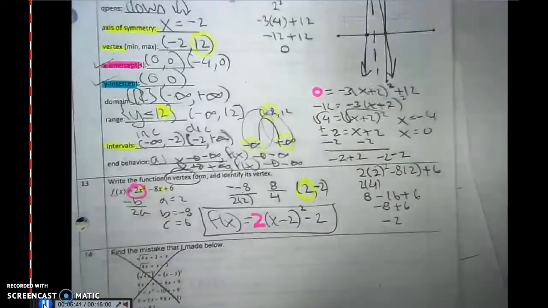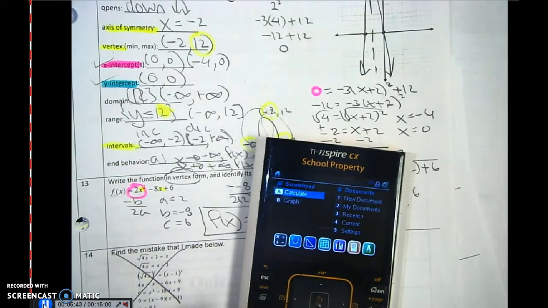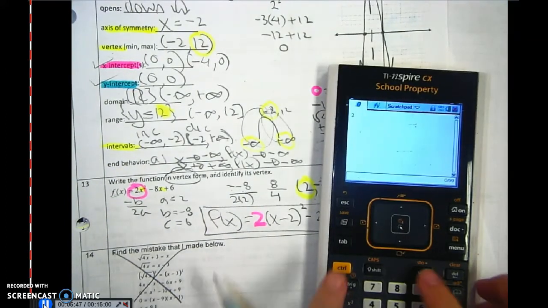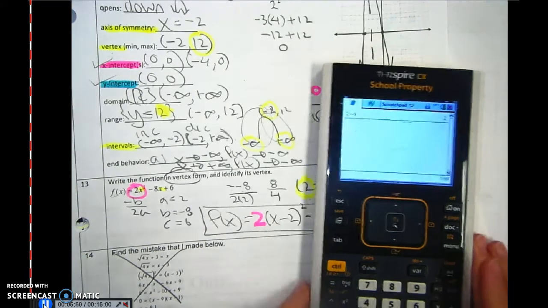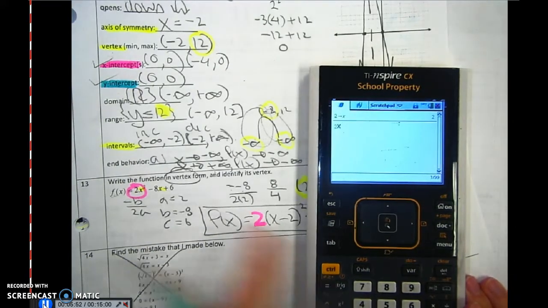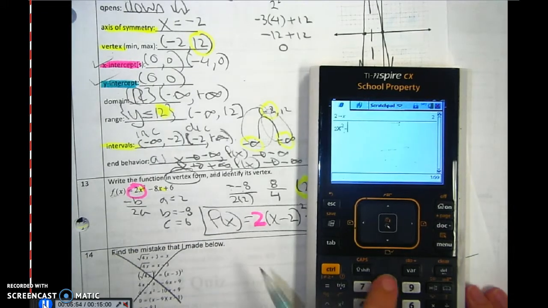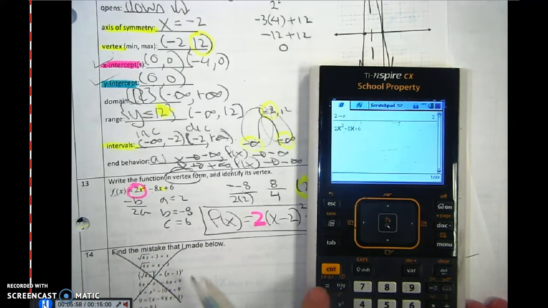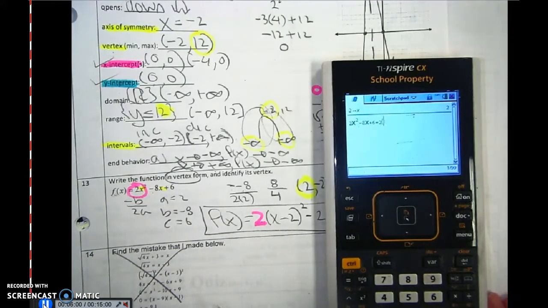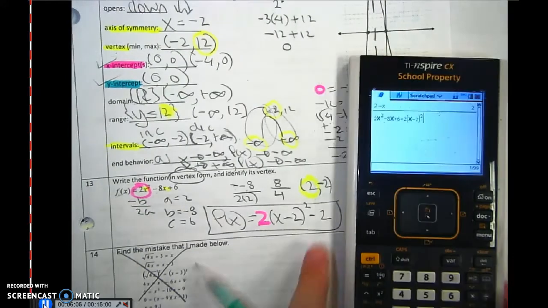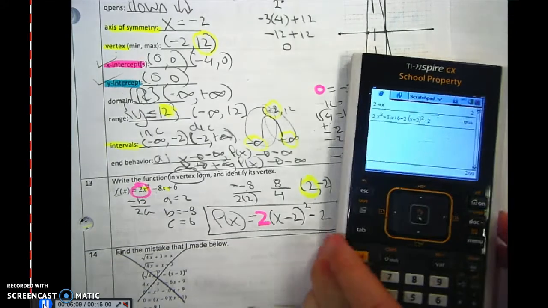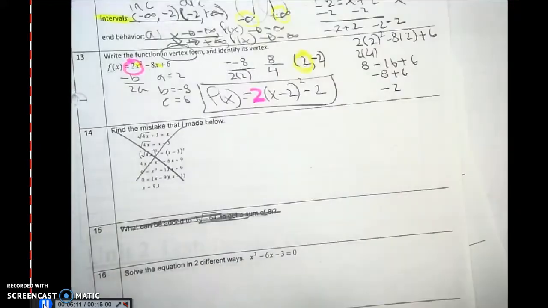Now to check it, because my graph isn't working, let's go to calculate. What I can do is take the number 2 and store it for x. And then I'm going to write my original function, 2x squared minus 8x plus 6, and set it equal to my new function. So 2 parentheses x minus 2 squared, and then minus 2. And it should say it's true, and that's how I know that I did it right. Remember I said don't do 14 or 15.